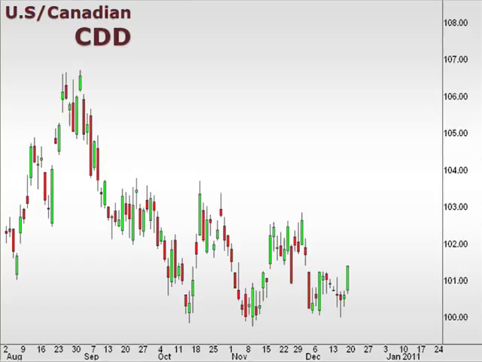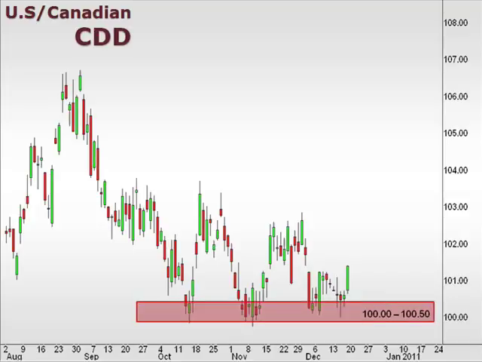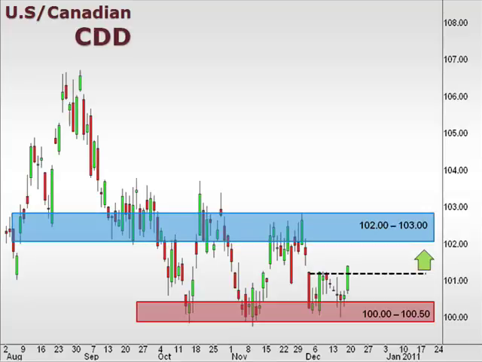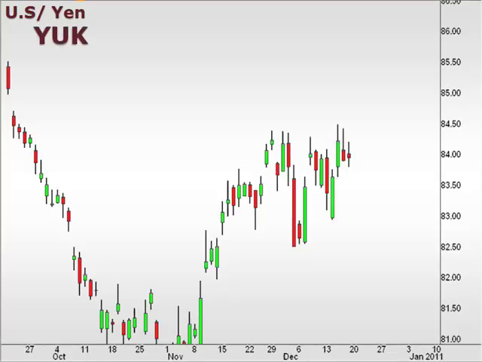Next up, the CDD, the US versus the Canadian dollar. Well, the CDD continues to respect the 100 level as a very solid support. Now, Friday's break above 101 opens the window for further US dollar strength against the Canadian dollar, with 103 being our near-term upside target.